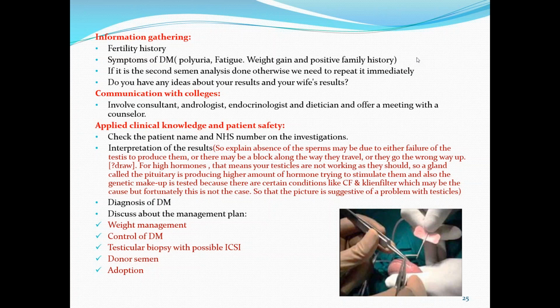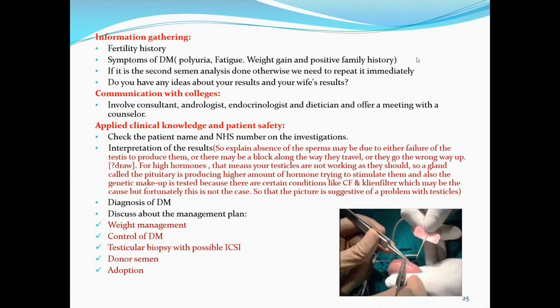So what is the management plan for him? First, you need to do weight management. I will offer you a referral to a dietitian to discuss that. We need to control the diabetes. And after a referral to an andrologist, he can advise you about taking a sample from the testis. If they find a suitable amount of sperm, you will be a candidate for ICSI. And explain what ICSI is.